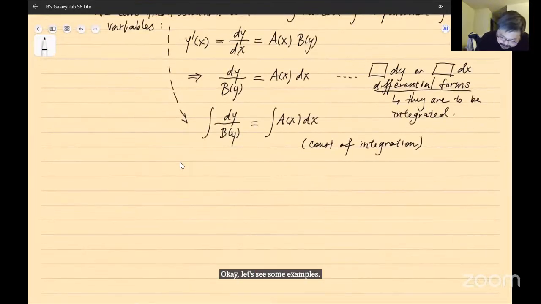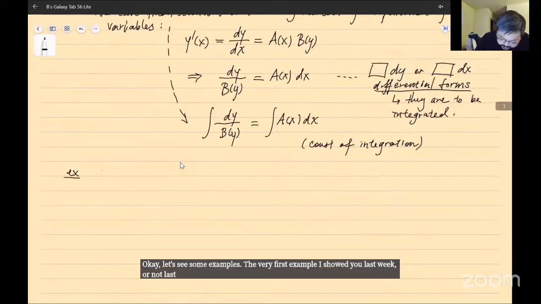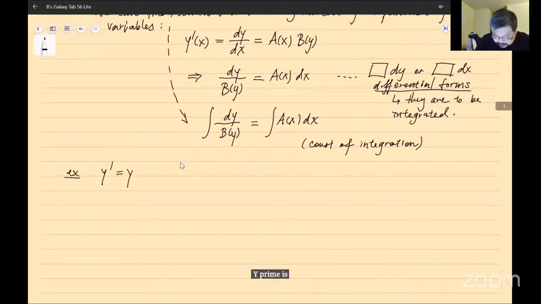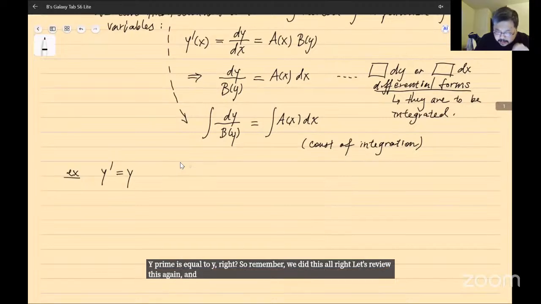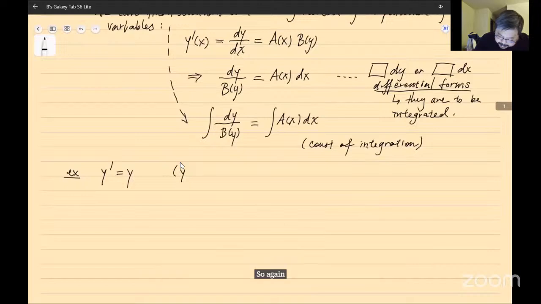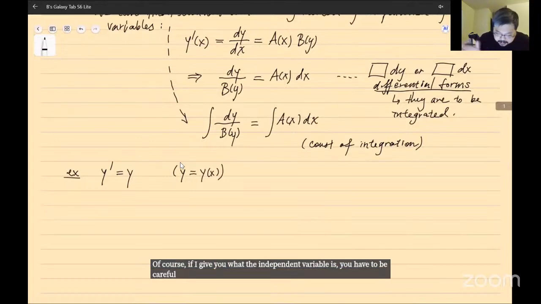The very first example I showed you last Tuesday is this first one: y prime is equal to y. So remember we did this. Let's review this again, and I want to talk about it in a little more detail this time. Again, we're thinking of y as a function of x. Of course, if I give you what the independent variable is, you have to be careful what the names are, but here, let's say y is a function of x.